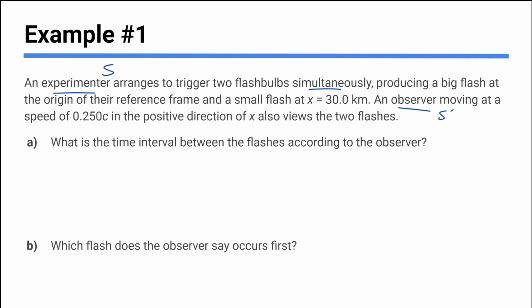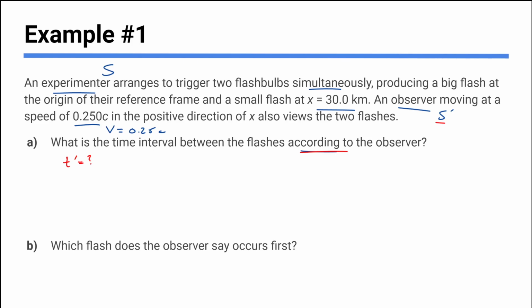Okay, that's nice because we have X here. That's what I would want this to be because that's X in terms of the S frame. All right, so this will be V. It's in the positive direction, so it is positive 0.25 C. Also use the 2 flashes. I want to find the time interval according to the observer. So I want time in the S prime frame, which would be T prime. Okay, so I want T prime.